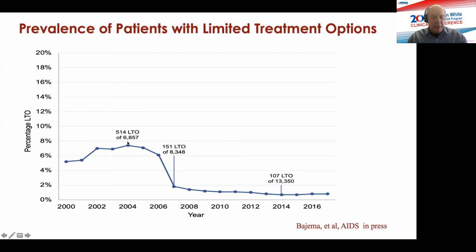And as we got more experience with some of the newer agents, it just didn't help. You'll notice in 2007, there was a dramatic drop. And why was that? Well, because raltegravir got released. So the integrase inhibitors came onto the scene, and that's been the game changer.